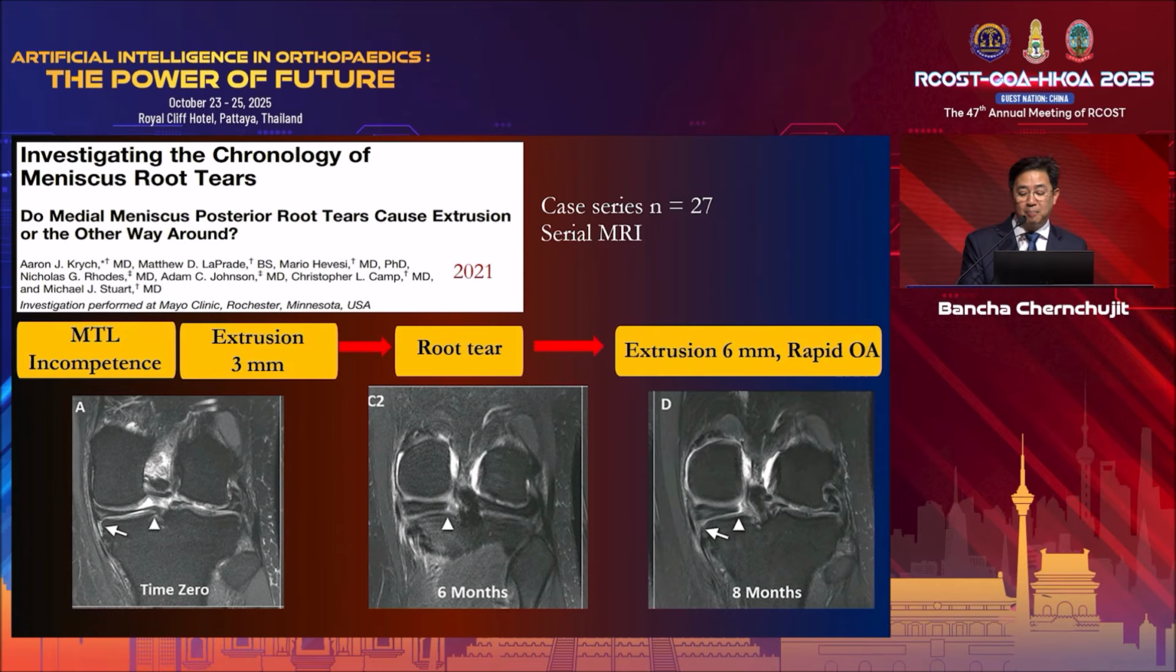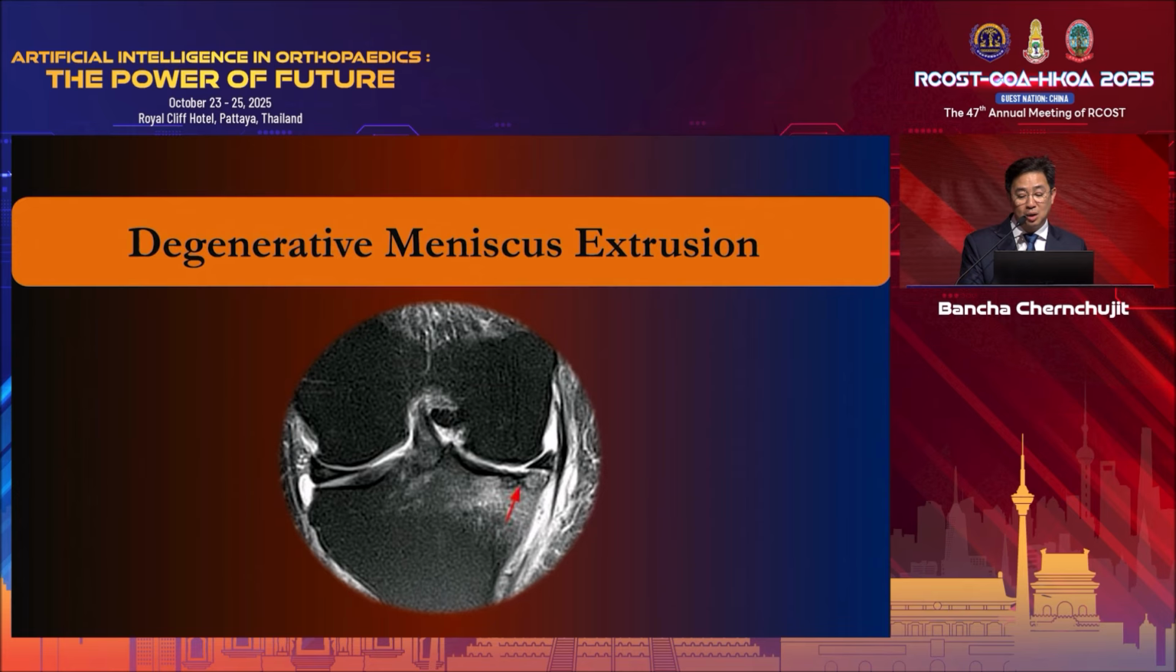This paper from Lee proved that the extrusion may come before the meniscus root tear. He followed 27 patients with knee pain without meniscus tear. The serial MRI showed that 6 months later, they developed meniscus root tear, progressive extrusion, and rapid OA progression. Okay, extrusion first, followed by the root tear.